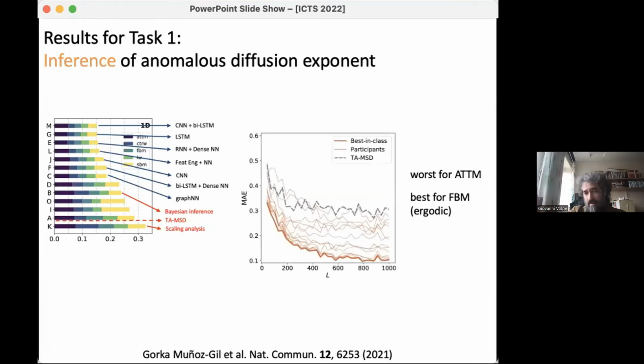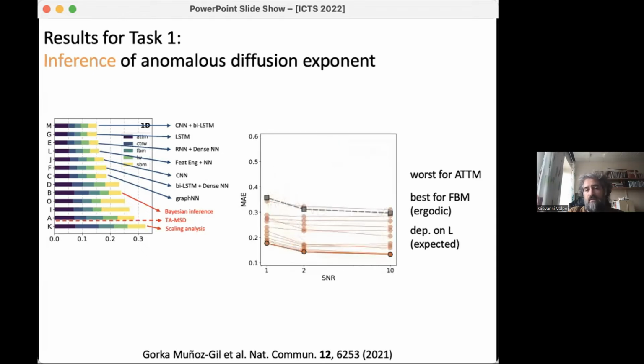And then what can we see? We can also see that depending on the trajectory length, we get better results the longer the trajectory, which is obviously fully expected. What is nice to see here is that the time average mean square displacement saturates. Again, the reason for this is that the time average mean square displacement doesn't deal well at all with non-ergodic processes. And then we can also see a dependence on the noise. Of course, the more noise you have, the worse results you get, which is not surprising, but it's nice to verify.